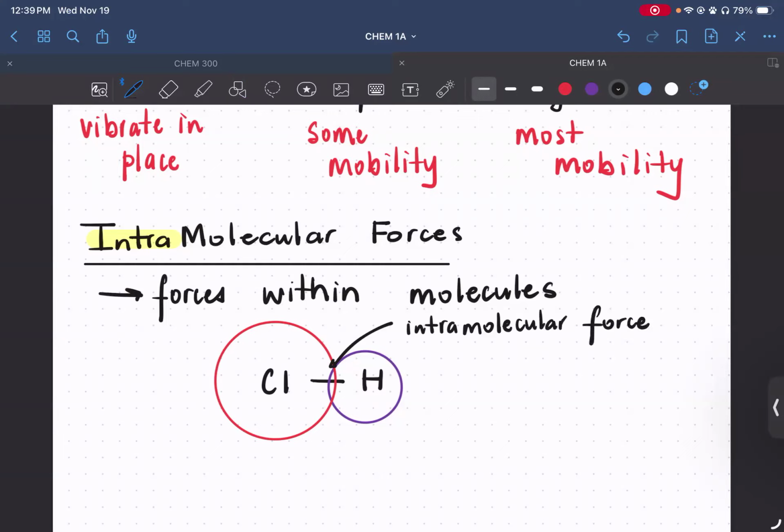In other words, intramolecular forces are what we've come to expect so far. This includes ionic bonding and covalent bonding. Both are types of forces that require two atoms reacting with one another.